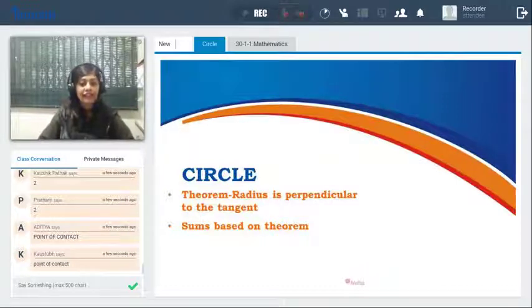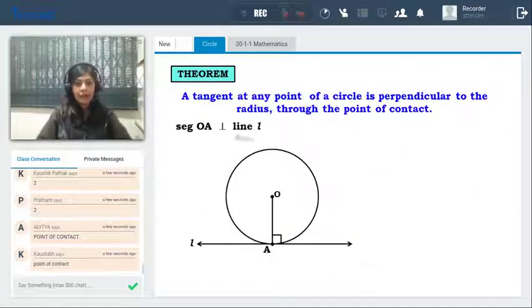The first theorem that we have is that of the radius and the tangent. This theorem is based on the radius and the tangent. So the theorem goes like this. A tangent at any point of a circle. When we say a tangent at a point, we mean point A, which is also known as the point of contact. This tangent is always perpendicular to the radius. You can see we have radius OA out here. We have tangent line L.